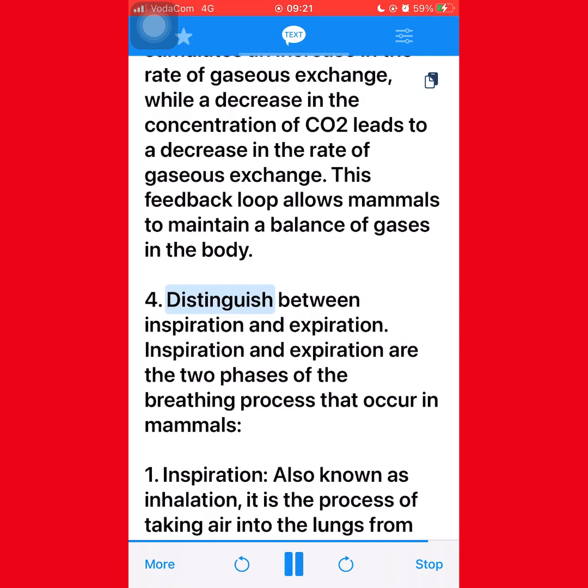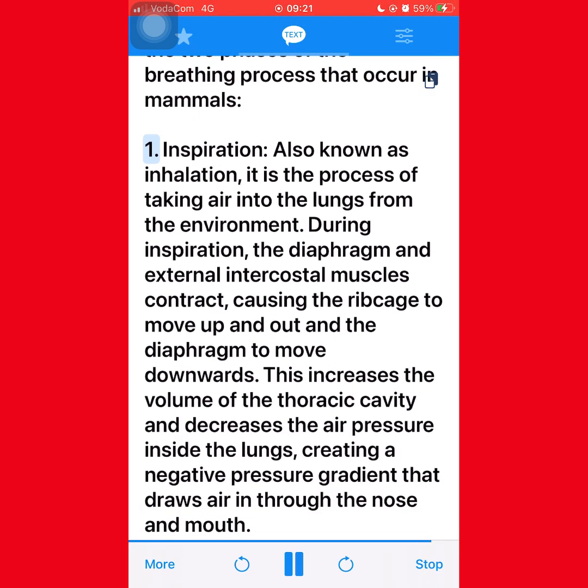4. Distinguish between inspiration and expiration. Inspiration and expiration are the two phases of the breathing process that occur in mammals. 1. Inspiration, also known as inhalation. It is the process of taking air into the lungs from the environment.